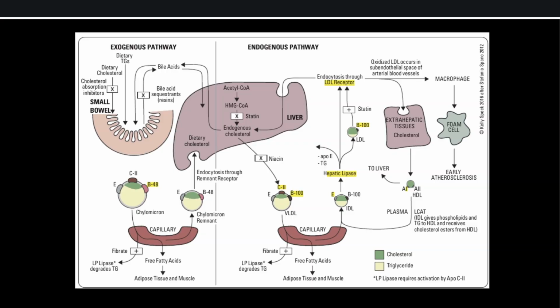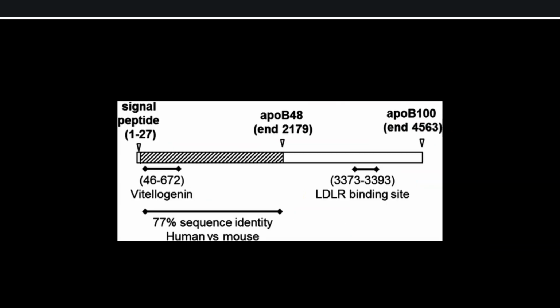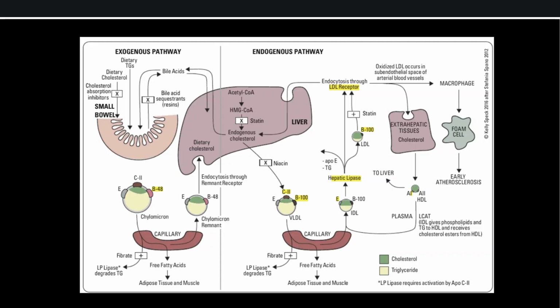A quick question that they like to ask you is the difference between B48 and B100. It's the same sort of gene. One is transcribed fully, and the other one is halfway transcribed. So B48 is half transcribed, up to 48% of the length, and B100 is 100% transcribed. B48 is a special marker for intestinal origin. If something is made in the intestines, it's going to have B48 in it.